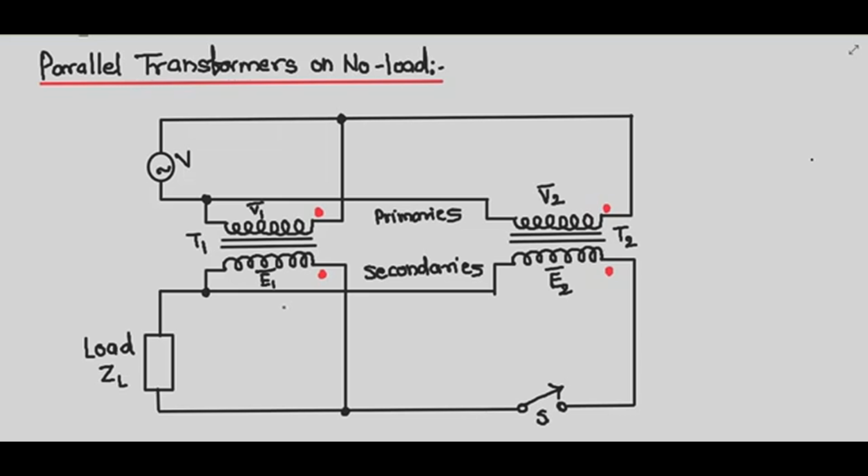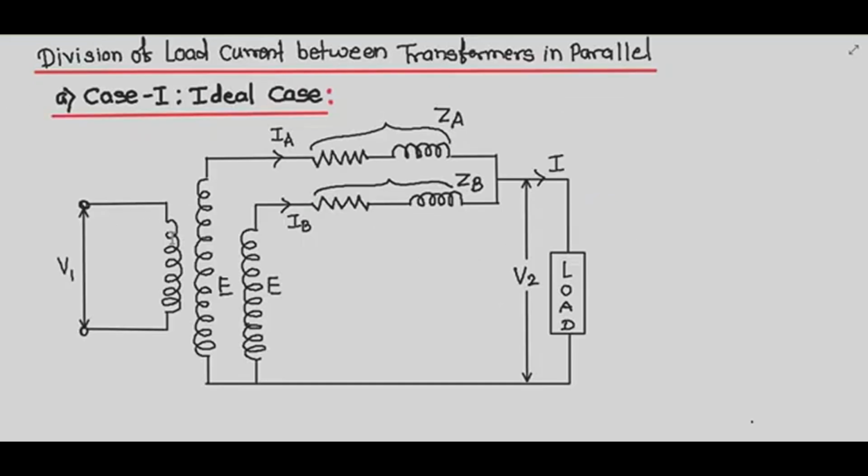Now let us see the division of the load current between the transformers in parallel. We have to consider three cases. The first case is the ideal case, the second case is equal voltage ratios, and the third case is unequal voltage ratios. So let us start with the first case, that is the ideal case. We will first consider the ideal case of two transformers having the same voltage ratios and having impedance voltage triangles which are identical in size and shape.